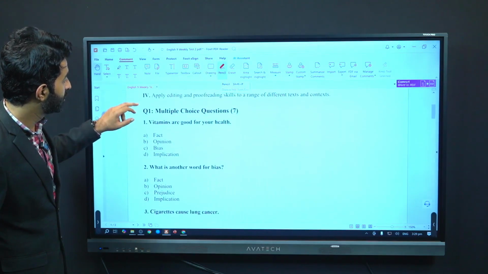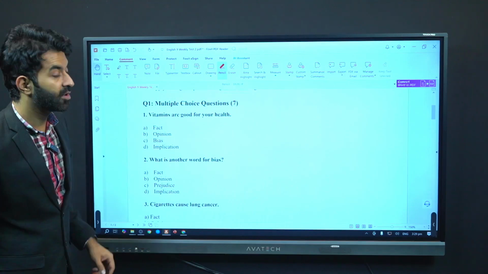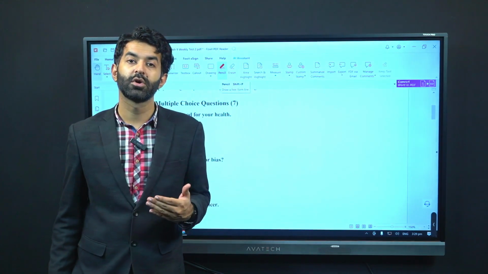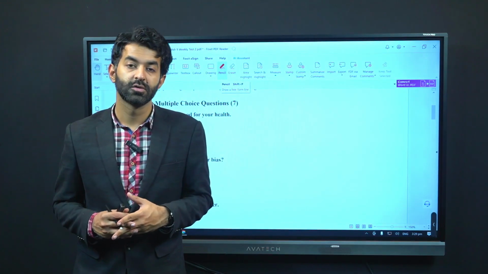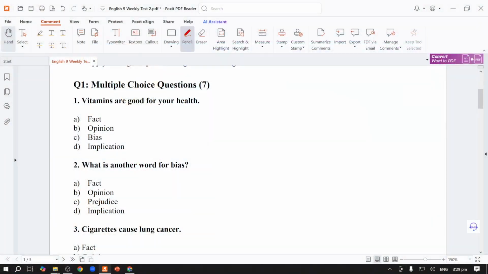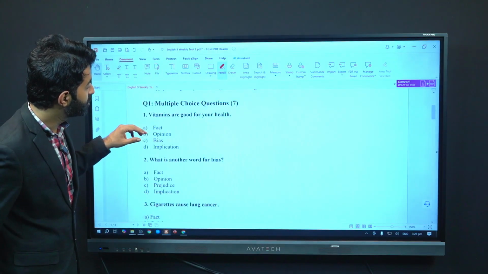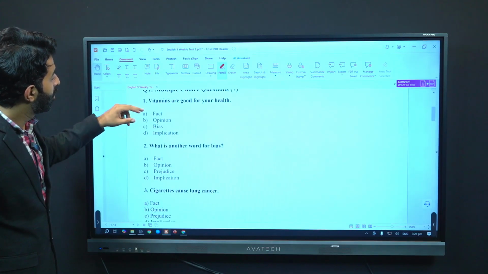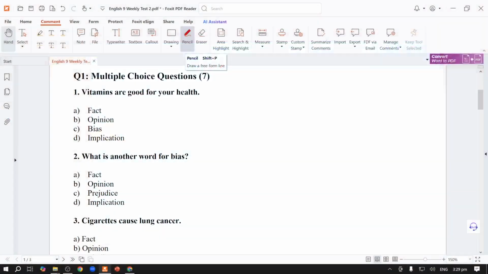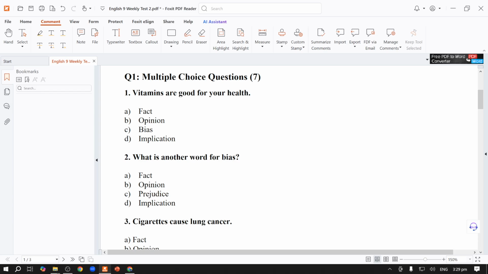Now students, this is a 30 numbers paper. This is the test that is 30 marks. Here you have your multiple choice questions first. Vitamins are good for your health. Now, is it a fact? Is it an opinion, bias, or implication?